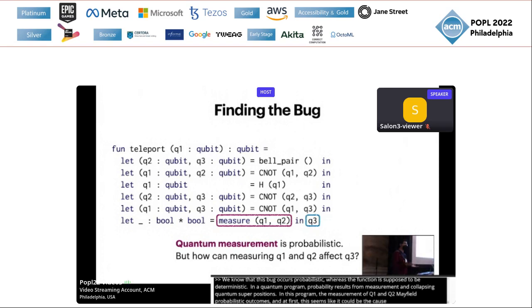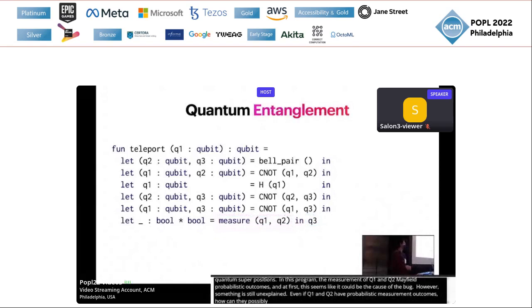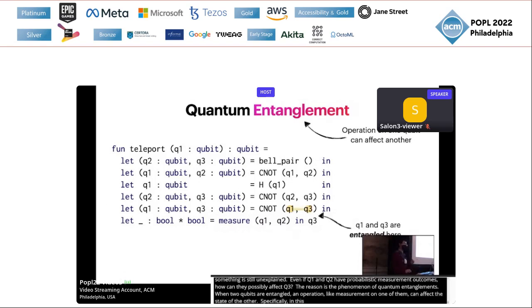Even if Q1 and Q2 have probabilistic measurement outcomes, how can they possibly affect Q3? The reason is the phenomenon of quantum entanglement. When two qubits are entangled, an operation like measurement on one of them can affect the state of the other. Specifically in this program, immediately before the measurement, Q1 and Q3 happen to be in an entangled state.